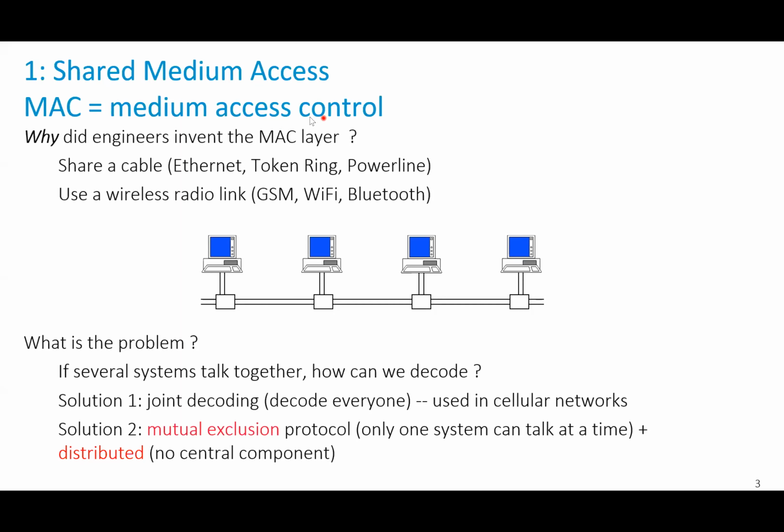Medium access control, because Ethernet today should not be called MAC. There is no shared medium on Ethernet today. It's just like routers, except it switches. So it's the same hardware, just the forwarding algorithm that is different. But it's still called MAC, and here is why.